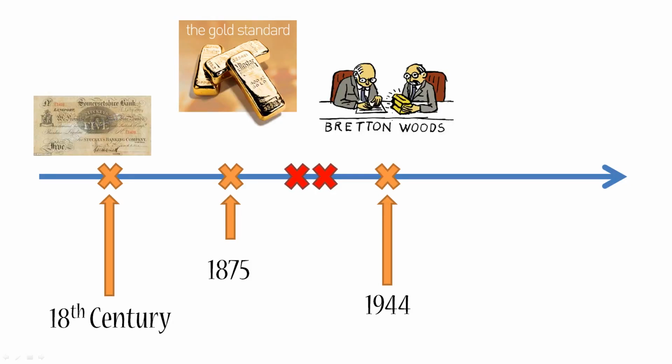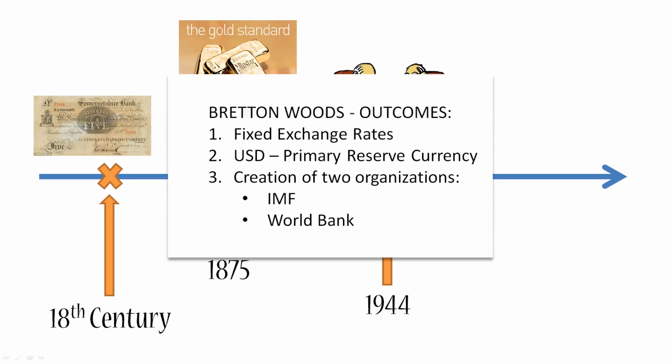So let's have a look at a bit more detail into the outcomes of the Bretton Woods Agreement. So first of all, fixed exchange rates. All currencies were pegged to the US dollar. Second, the US dollar became the primary reserve currency, which meant that it had to be backed by gold. And three, the creation of two organizations.